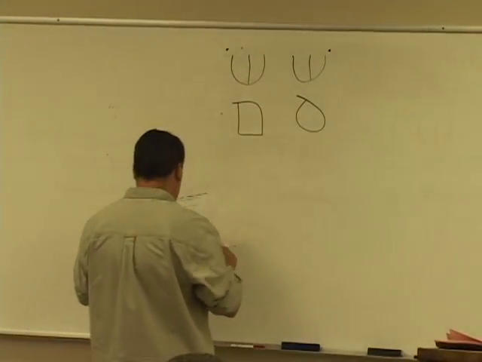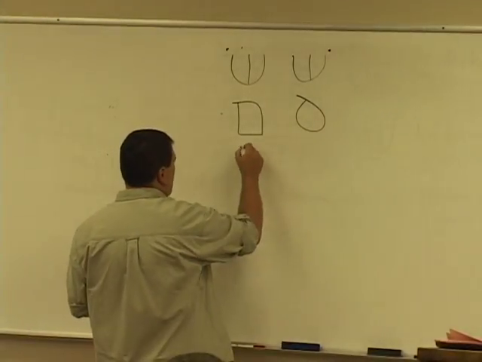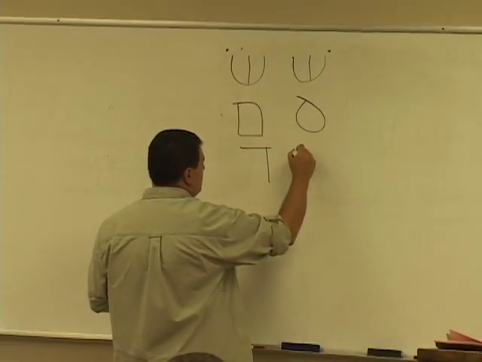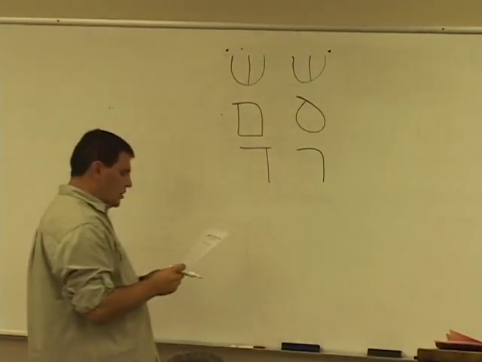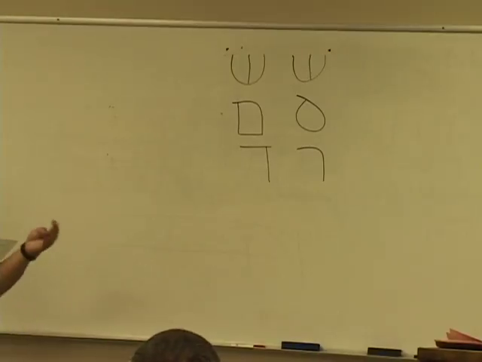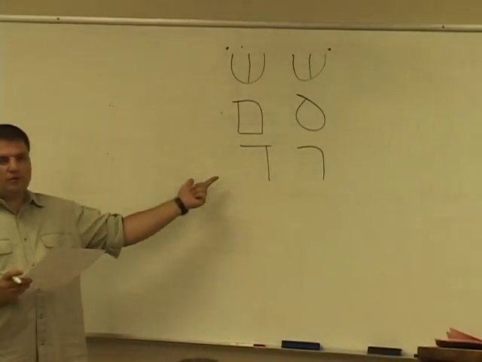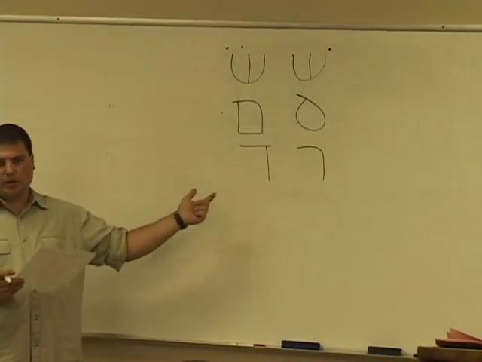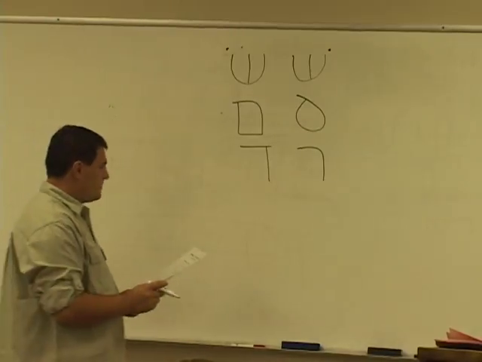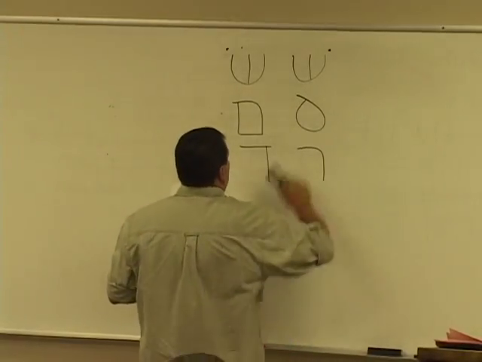The next pair is dalet and resh. Dalet and resh. Again, in the printed form, they sometimes could be confused. In written form, it's a little bit more clear. Okay. Next three pairs.